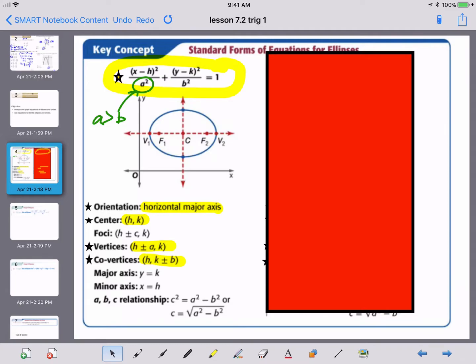Now that gives you where our vertices are located. Because the larger value is under the x, it is stretched out more in the x direction. Our b value is smaller than our a value, so it's not stretched out as much in our y direction. The center is still h, k. The vertices and co-vertices are what's going to be important, so make sure that you definitely focus on the things that I put stars on.